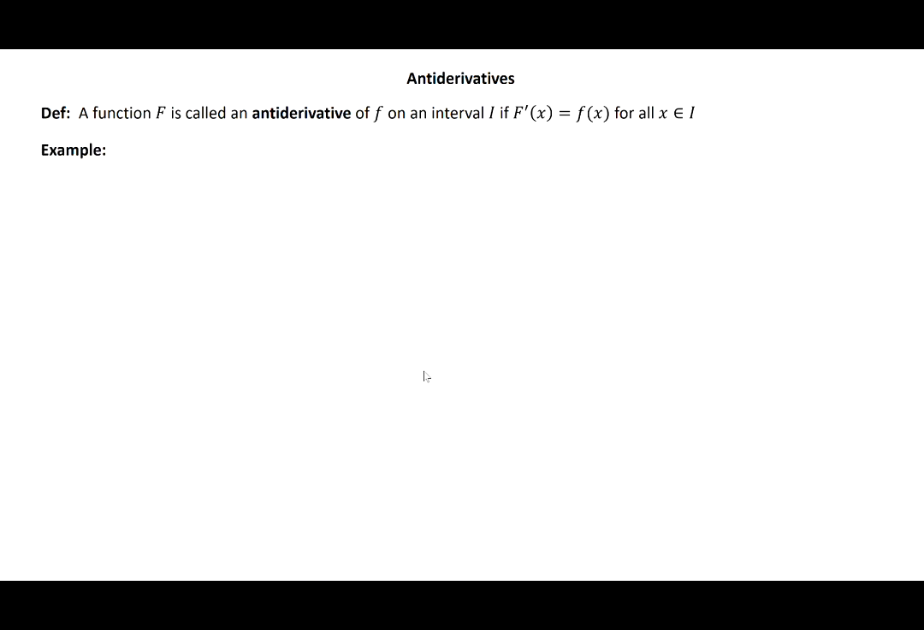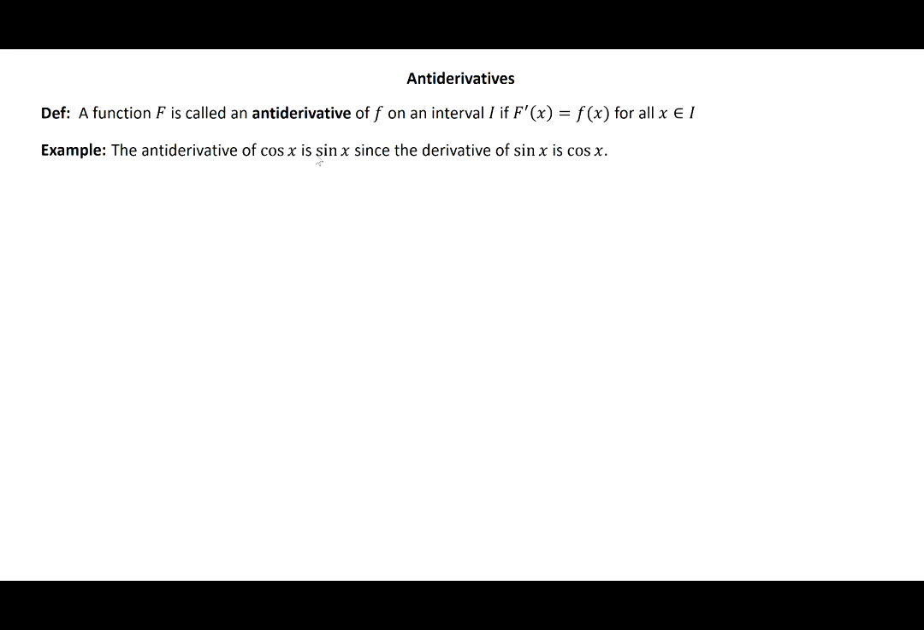Okay, antiderivatives. What is this? A function uppercase F is called an antiderivative of f on an interval I if F prime of x equals f of x for all x in I. What does that mean? It's a very simple concept. Let me show you with an example. The antiderivative of cosine x is sine x. Why is that? That is simply because what's the derivative of sine x? Cosine x. So the antiderivative of cosine x is sine x.